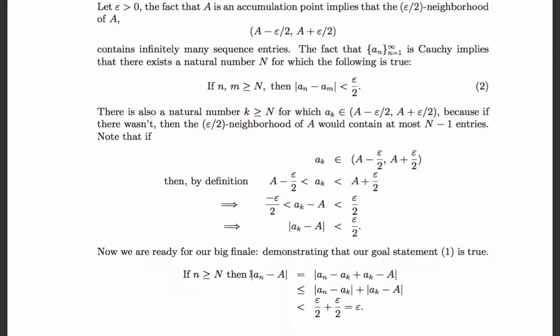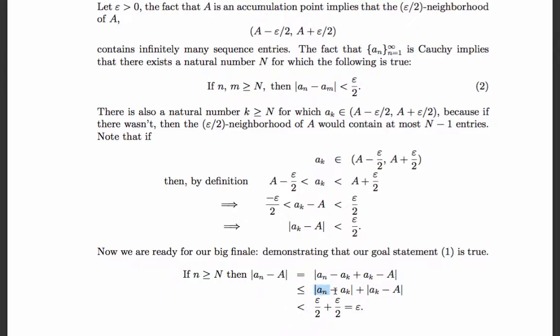Then a_n minus A is equal to a_n minus A plus 0. Of course, we added 0 in a particular way. We added 0 by adding and subtracting a_k. That allows us to employ the triangle inequality to get less than or equal to the difference between a_n and a_k, plus the difference between a_k and A.